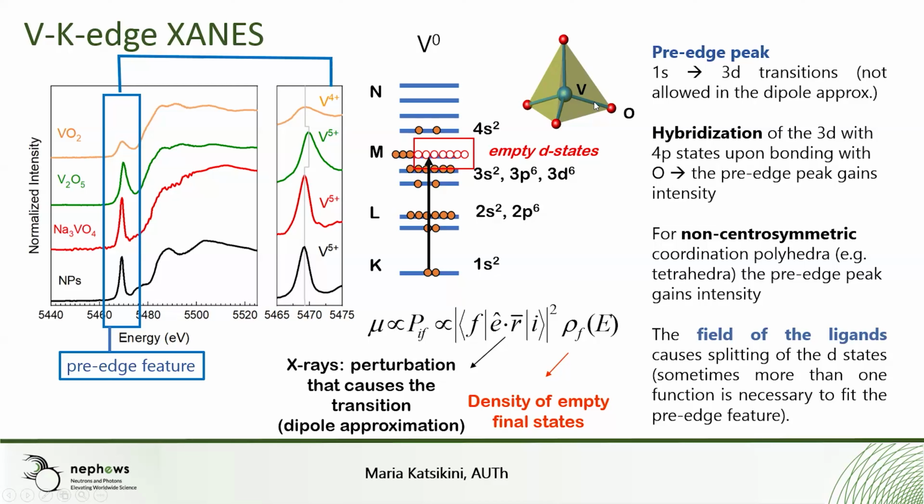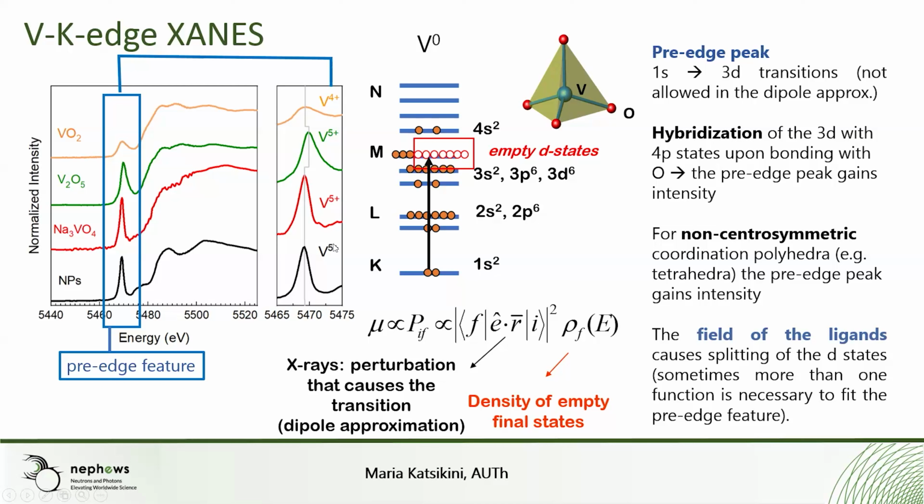In the case of a non-centrosymmetric environment of vanadium, like a tetrahedron, as it is shown here, this pre-edge peak gains intensity. The intensity and the position of the pre-edge peak can be used in order to determine the oxidation state. In our case, we compared the spectra of the nanoparticles with vanadium K edge spectra of vanadium oxides and with sodium vanadate.